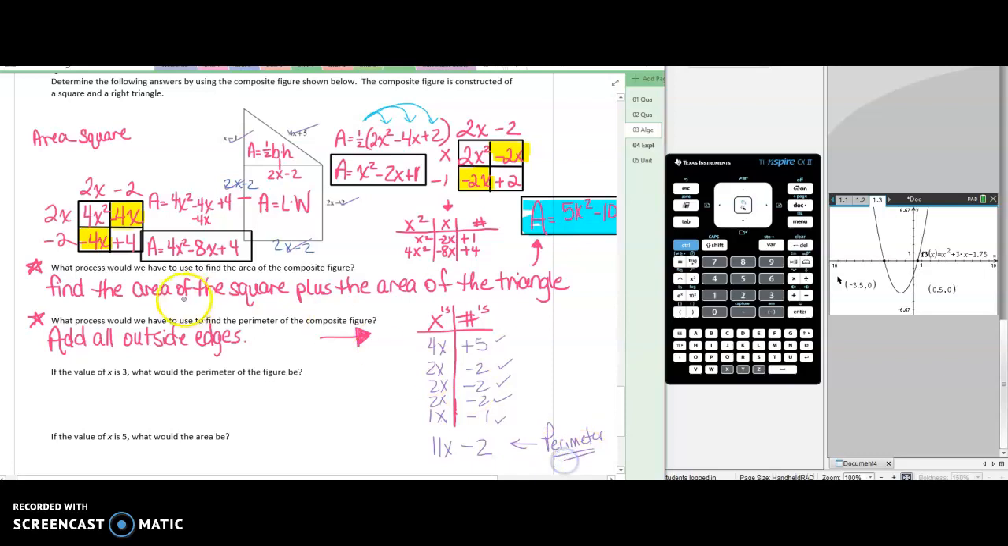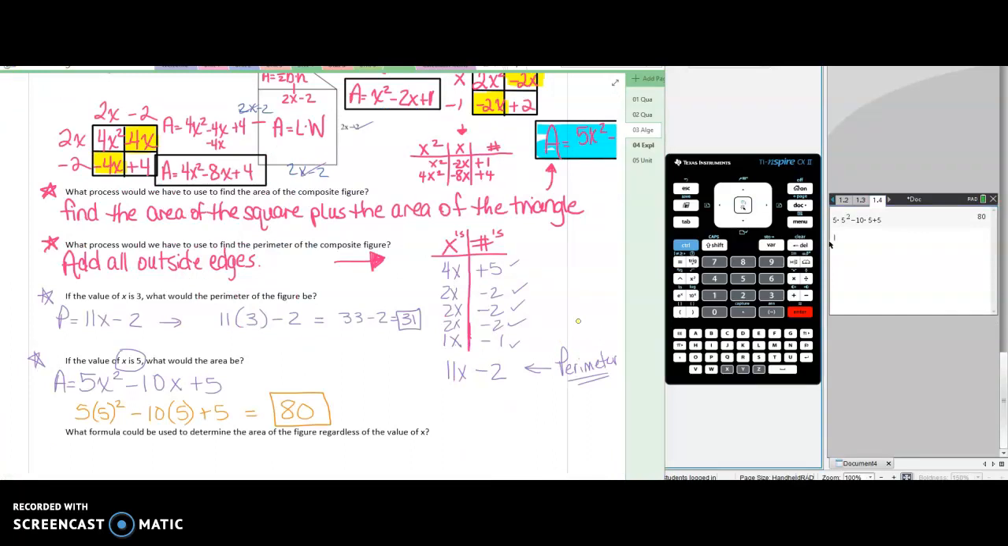All right? So what I want you to do is figure out, with the value of x being 3, what is the perimeter of the figure? And then if the value of x is 5, what is the area? We'll pause the video and come right back. Okay, and just like we did on the last few problems, all we are going to do is put in the value of x wherever there's an x. In this place it's only 1. 11 times 3 is 33 minus 2, so that gives us 31.